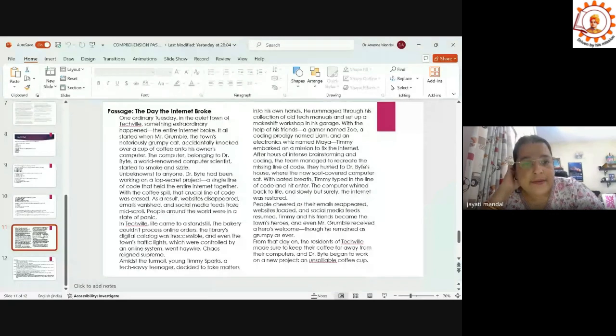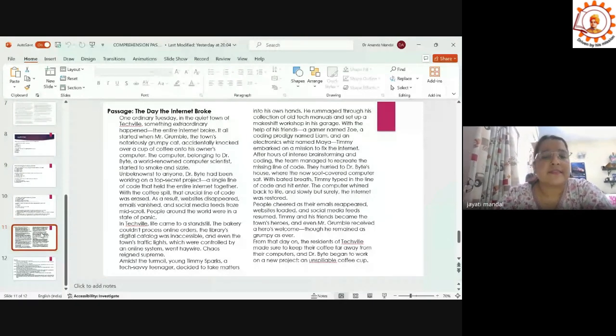Unbeknownst to anyone, Dr. Byte had been working on a top secret project, a single line of code that held the entire internet together. With the coffee spill, that crucial line of code was erased. As a result, websites disappeared, emails vanished, and social media feeds froze mid-scroll. Why mid-scroll? Because people were scrolling at that time. So it is told over here, mid-scroll.